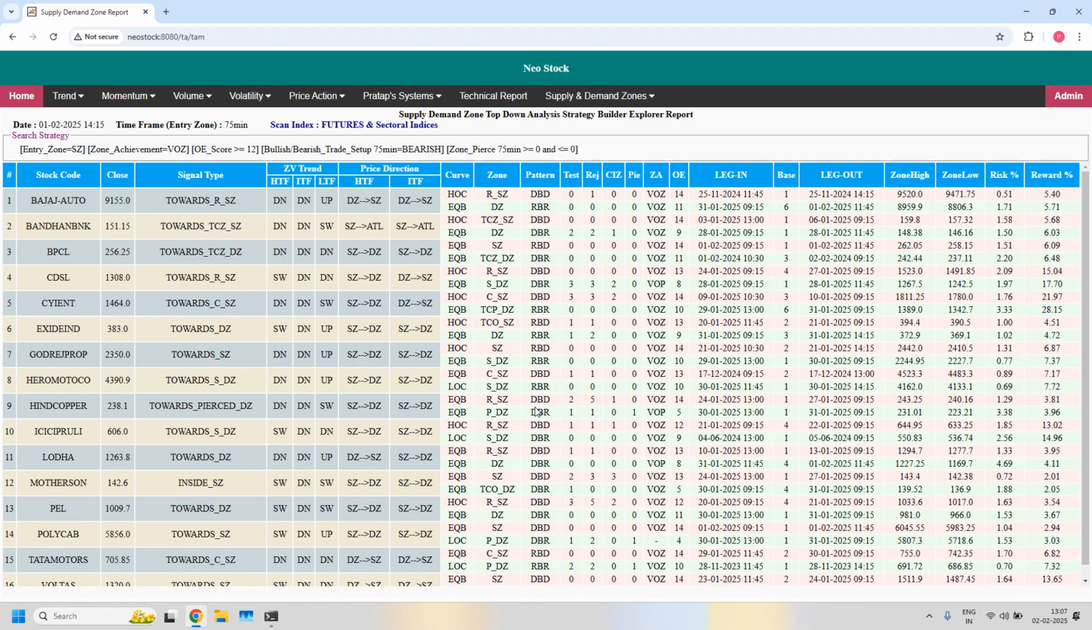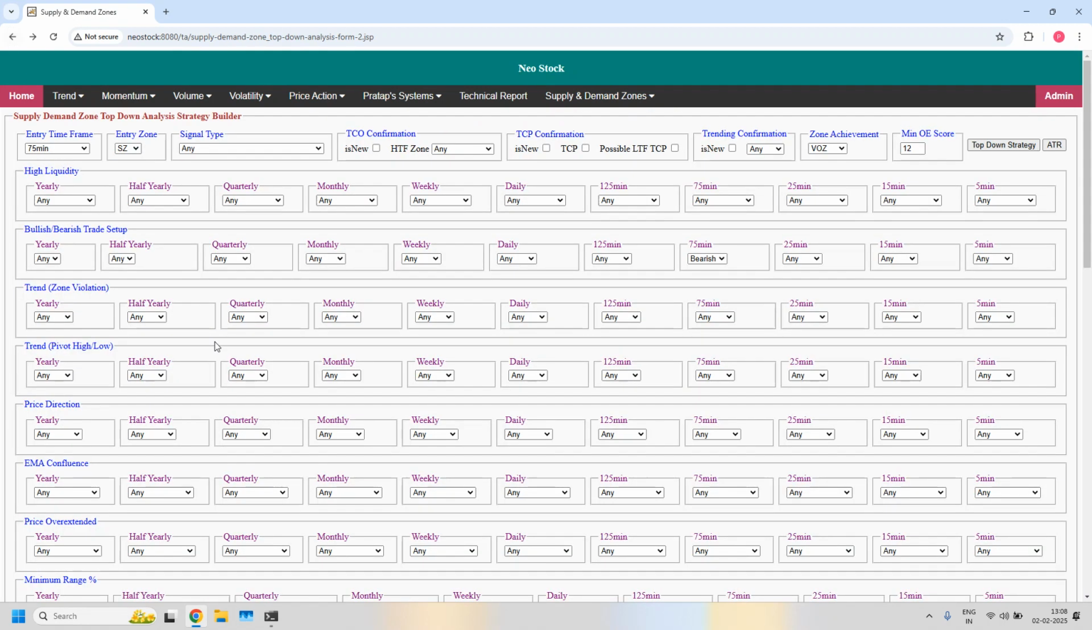That is not enough. We have to further filter based on the even zone confluence. Because if the zones are overlapped with higher time frame zones, they have even much stronger order flows. That's why the first filter is LTF and ITF supply zone confluence. Let us apply that filter on all the 16 stocks. So that is 15 minutes, entry time frame 75, right?